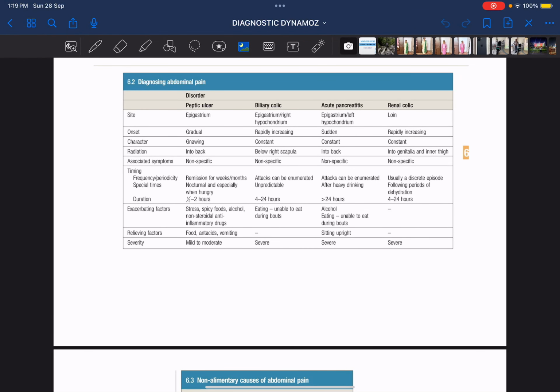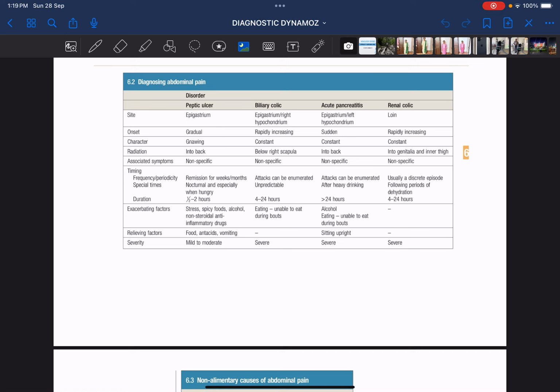Hello everyone. In this video, I will be discussing an approach to abdominal pain. A very common case that you get in your medicine as well as in your surgery is a GIT case. Yes, it may be either in general medicine or in general surgery, you will be getting GIT cases.